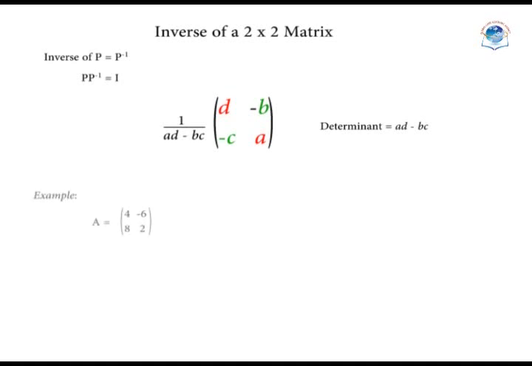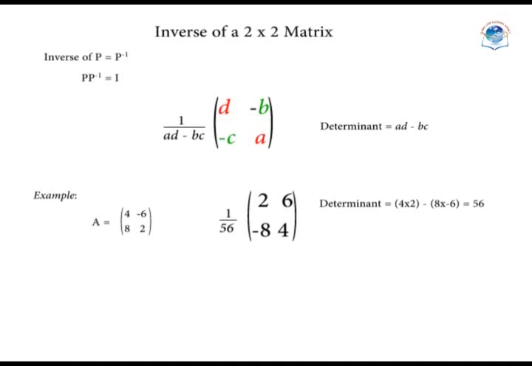For example, if A is equal to 4, minus 6, 8, 2, the inverse of A will be: the determinant is equal to 4 times 2 minus 8 times minus 6, and that gives us 56. We interchange: 2, negative 6, 8, 4. Change the sign: negative 6 becomes 6, 8 becomes negative 8. We divide by the determinant and we shall have 1 over 56 into 2, 6, minus 8, 4.